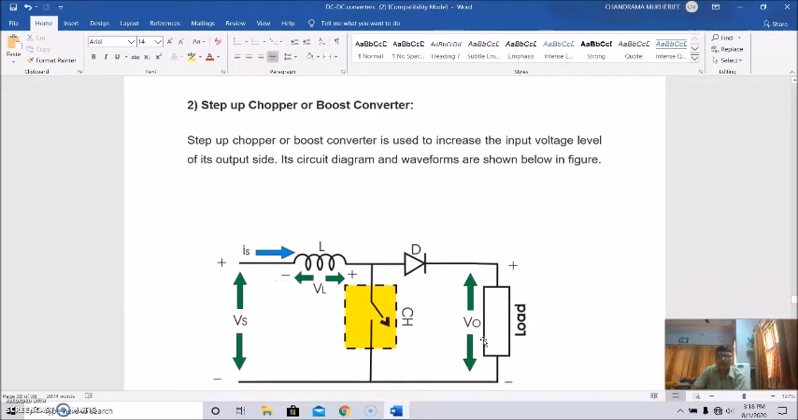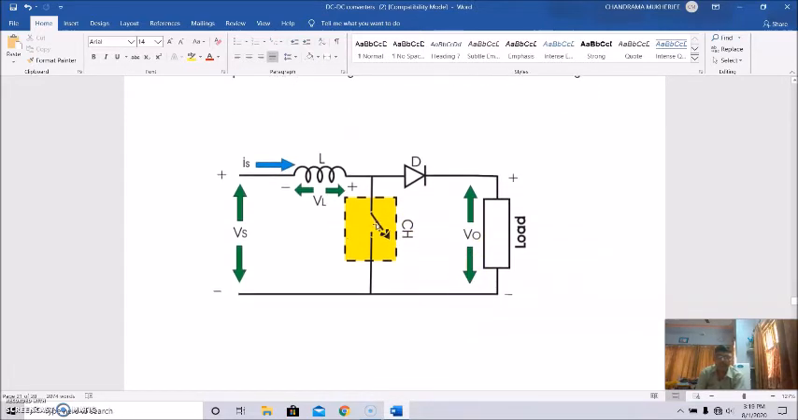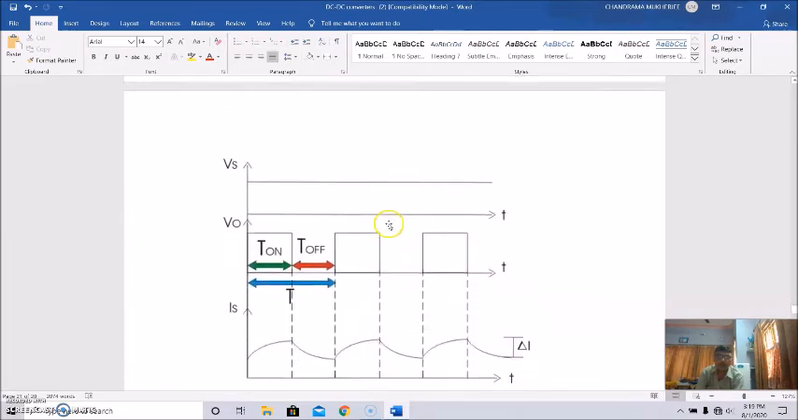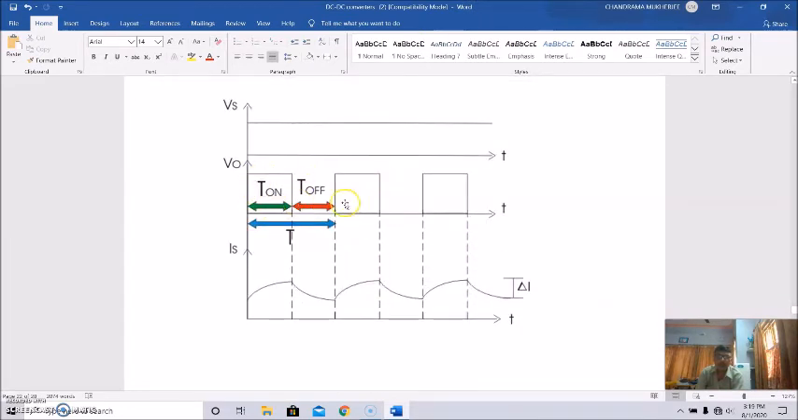This is the step up chopper, the boost converter. It increases the voltage level at its output side compared to its input. Its circuit diagram and waveforms are shown here. This is the circuit diagram of the step up chopper, this is the output voltage and this is the output current. This is the peak to peak current.